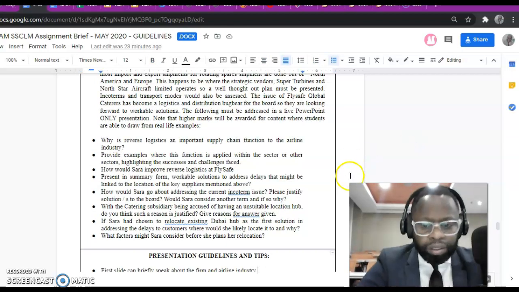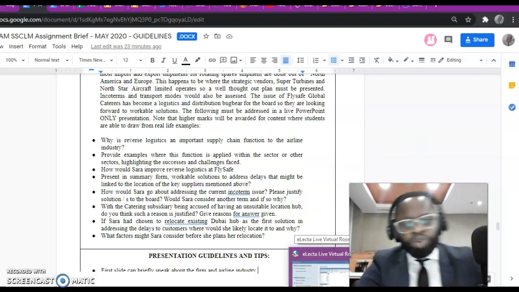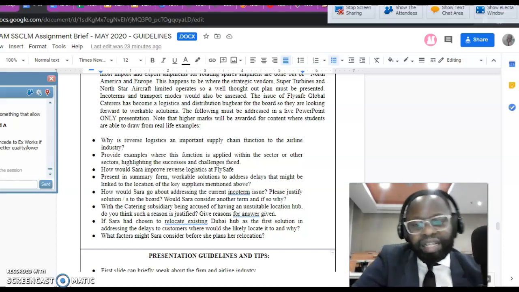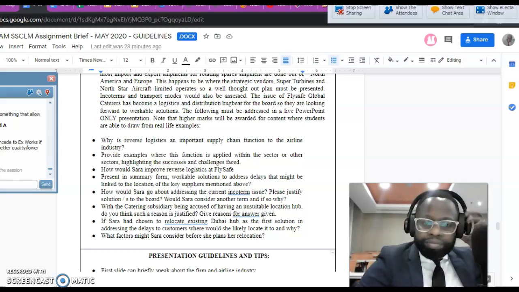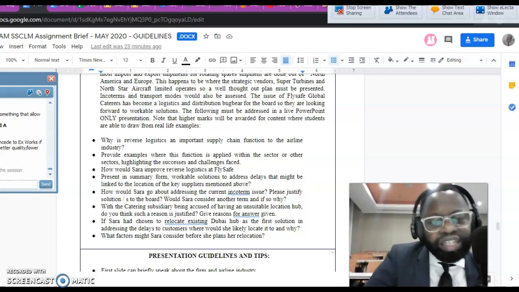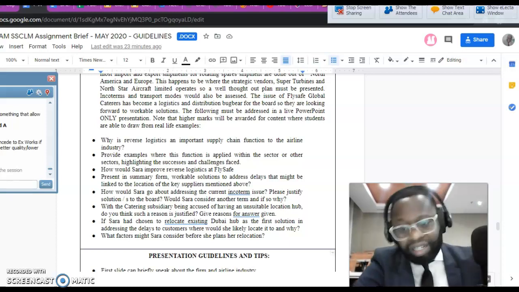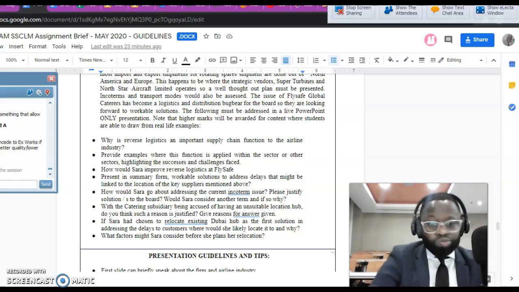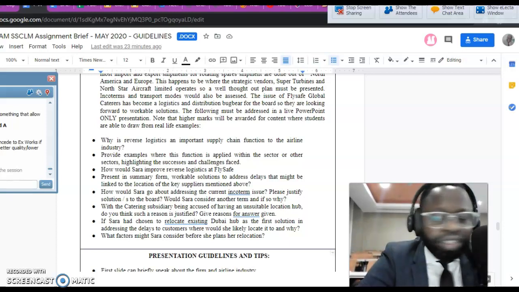Let me just repeat it. Now, if Sarah had chosen to relocate the existing Dubai hub as the first solution, you all may say, or Salman might say, they should relocate the hub in addressing the delays to customers. Where would you relocate it to? Would you relocate it to Qatar? Would you relocate it to Sharjah? That's up to you, and why you would relocate it to that area.